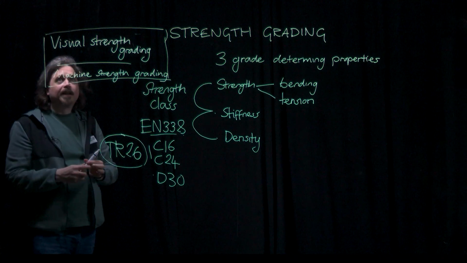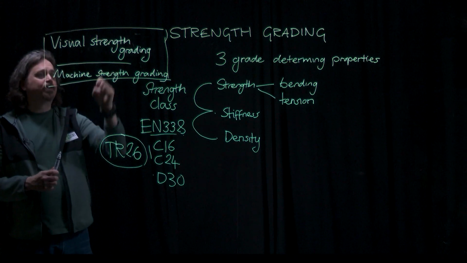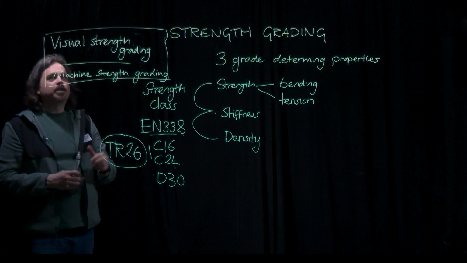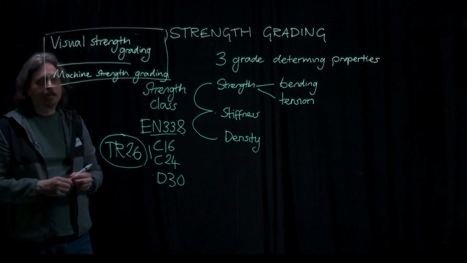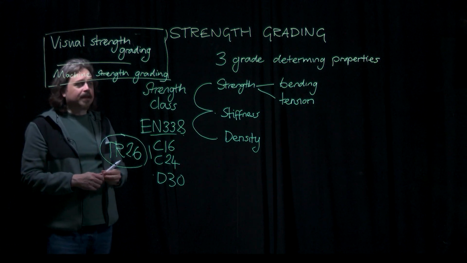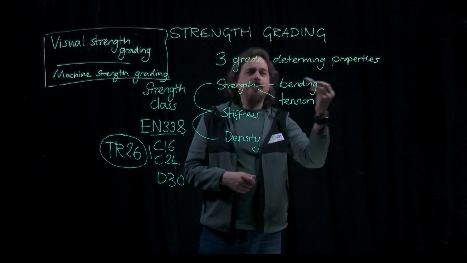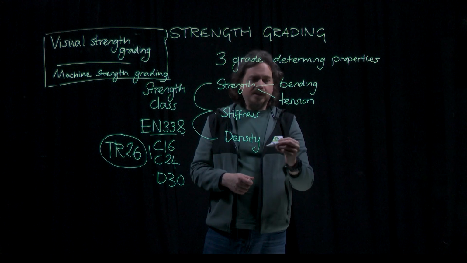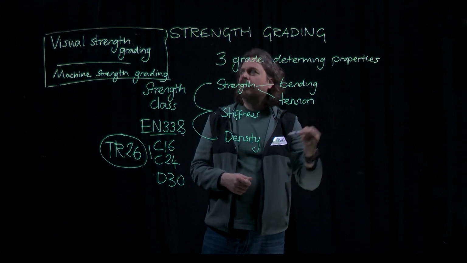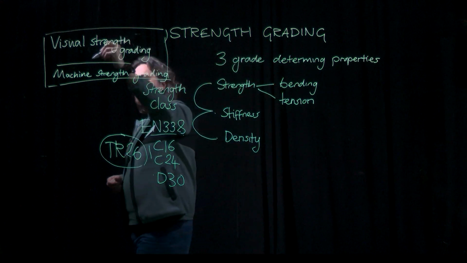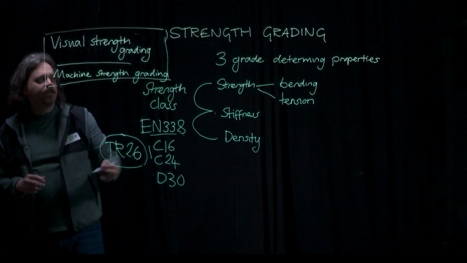The reason why appearance grading doesn't work as visual strength grading does is because both of these systems need to have been based on mechanical testing. We need actually hard evidence of these values: strength, stiffness, and density. We need to have done some tests in order to be able to assign a strength class via grading.